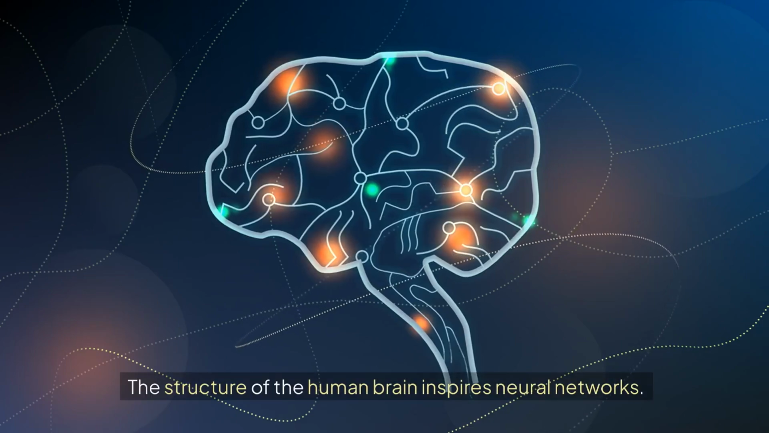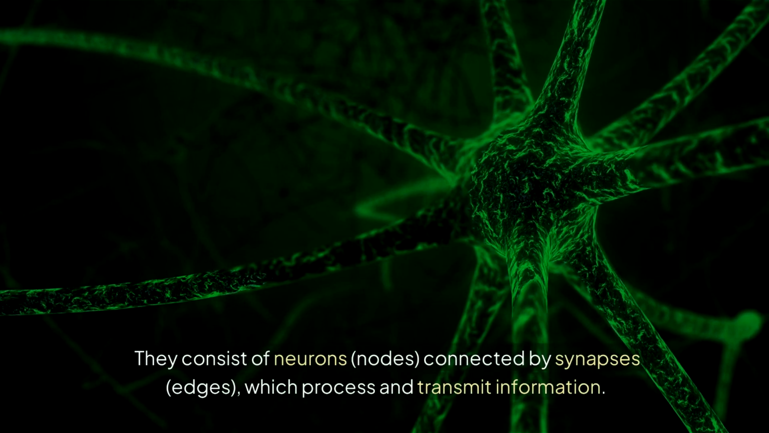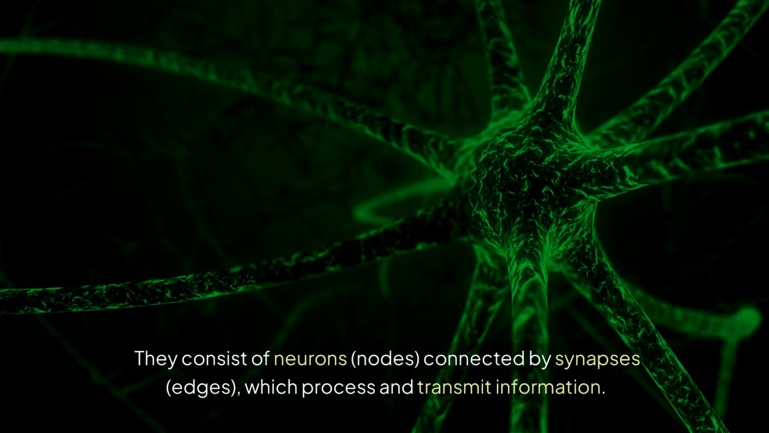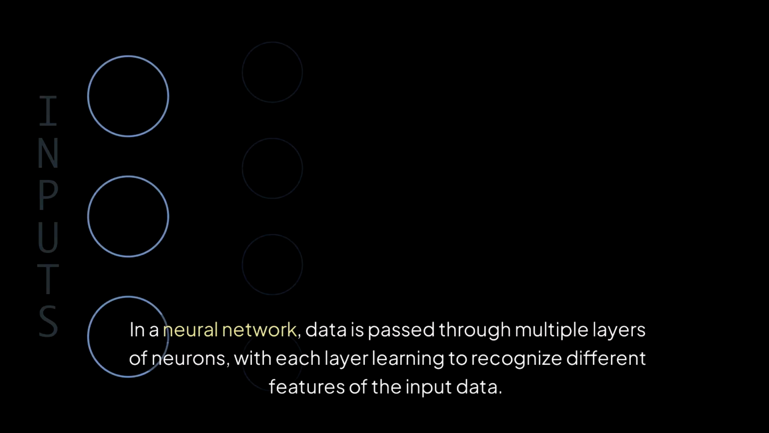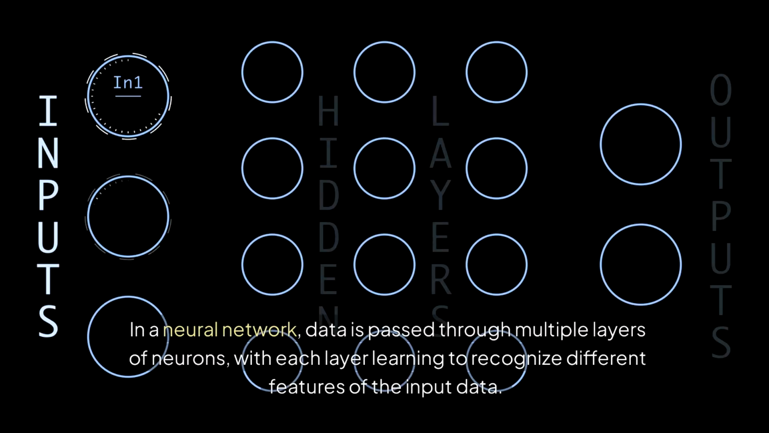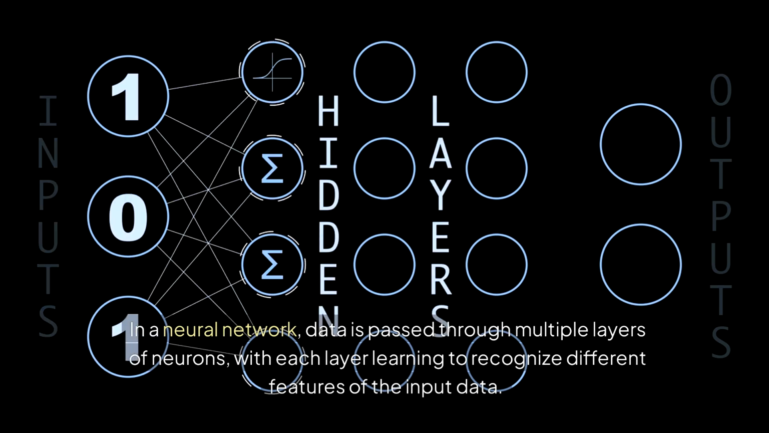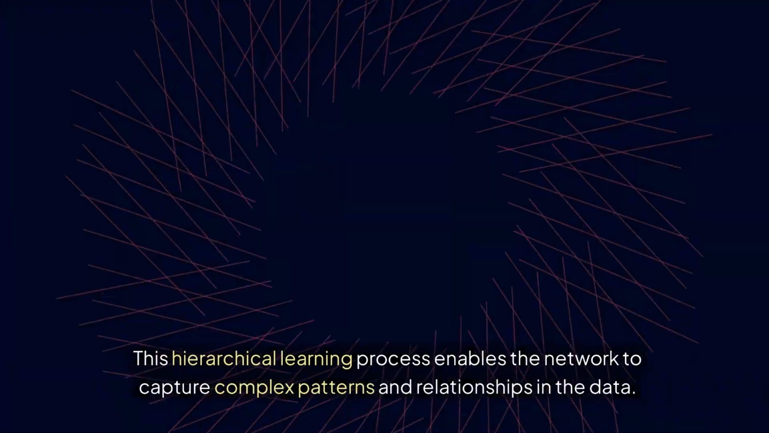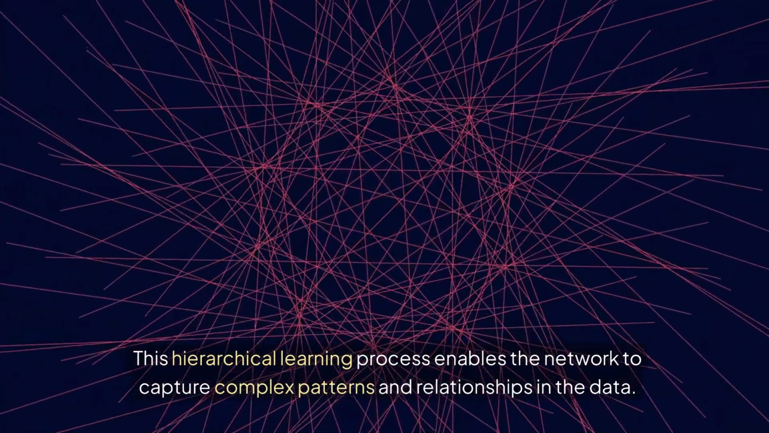The structure of the human brain inspires neural networks. They consist of neurons, nodes, connected by synapses, edges, which process and transmit information. In a neural network, data is passed through multiple layers of neurons, with each layer learning to recognize different features of the input data. This hierarchical learning process enables the network to capture complex patterns and relationships in the data.